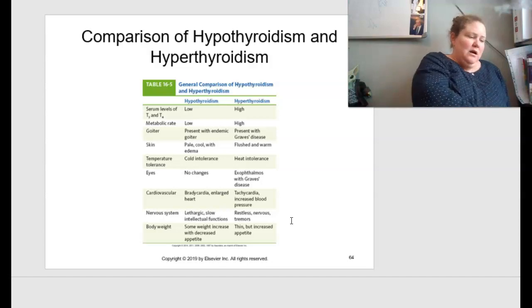So you can compare hypothyroidism and hyperthyroidism, and this is in table 16.5. So this would be a good little summary to look over.